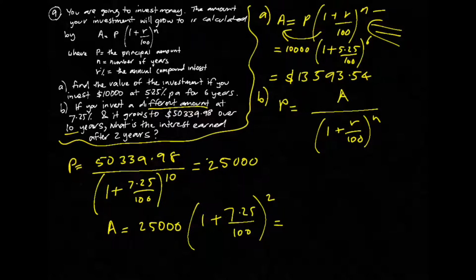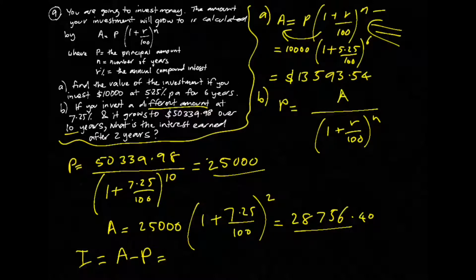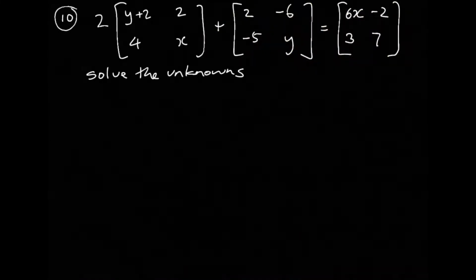What is the interest earned after 2 years? So the value of your investment is 28,756.40 after 2 years. And so the interest earned is equal to A minus P, which is equal to this value minus this value, and that is $3,756 interest earned.